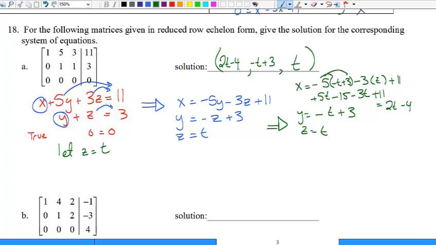Now, if I wanted to, I could come in and plug t is equal to whatever number I wanted to and get as many solutions as I need.